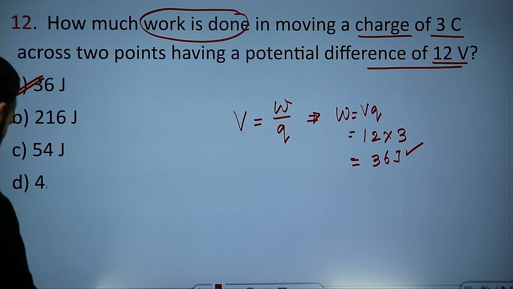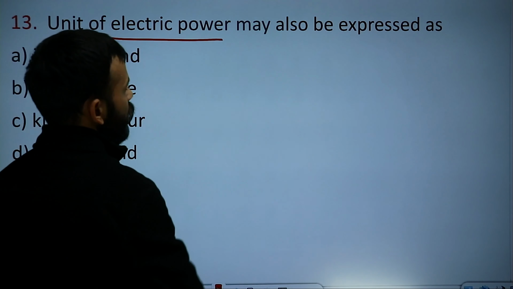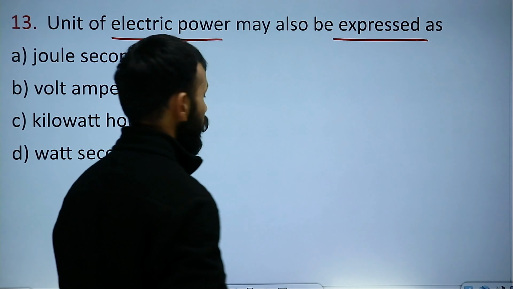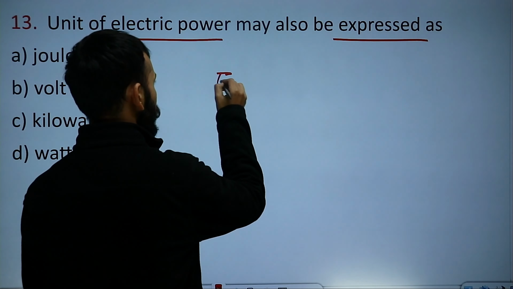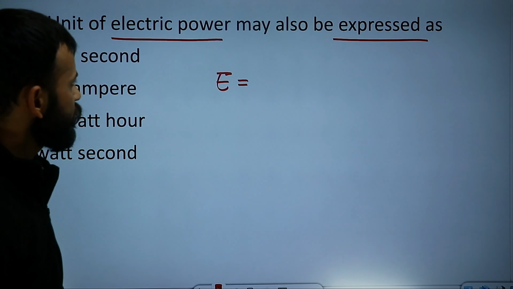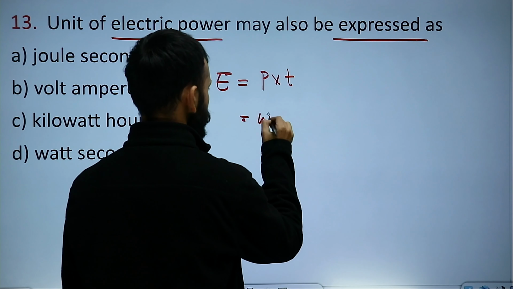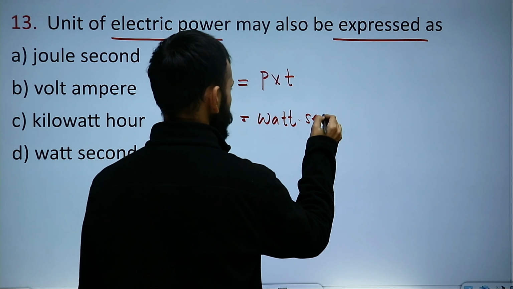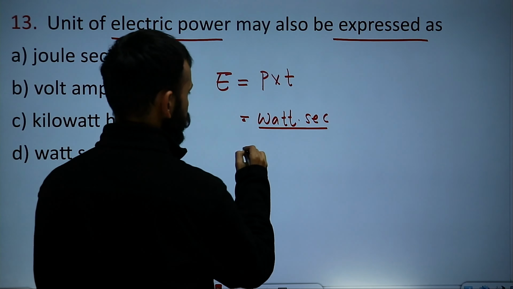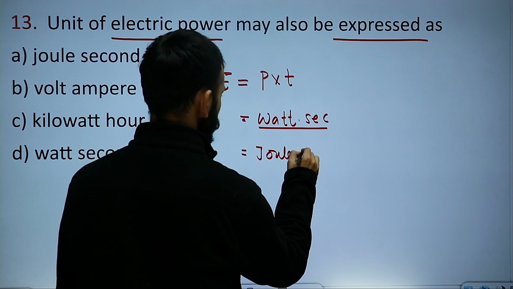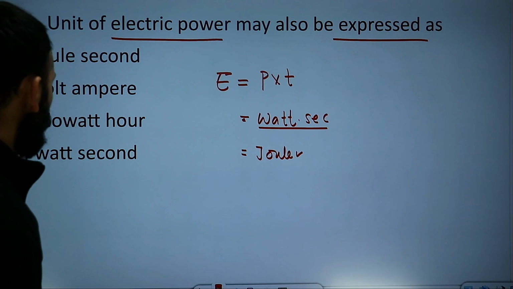The next question is, unit of electric power may also be expressed as. We already talked about electrical energy, which is E equal to power into time. So power unit is watt and time unit is second. So watt second will be the correct answer, or it can also be written as joule. So our correct option is watt into second.